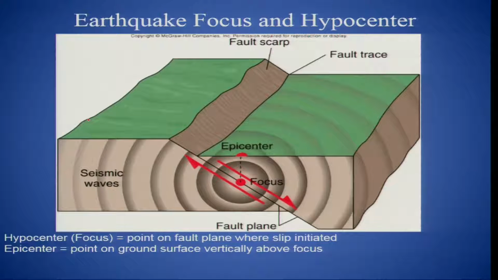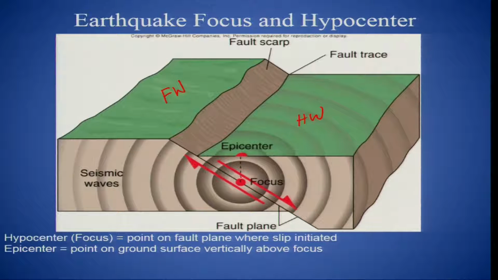If you have a displacement along a fault, where this is a normal fault, this block is the hanging wall and this one is your foot wall. The hanging wall has moved down compared to the foot wall, which results in this. The surface manifestation is your fault scarp, the base of it we call the fault trace, and this is the fault plane here. And then we have the epicenter and the focus.